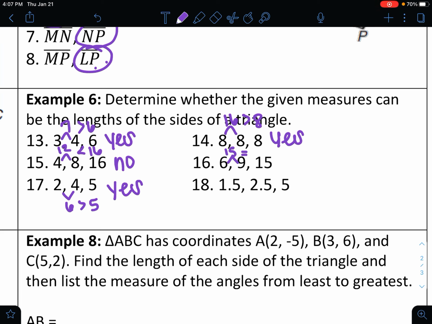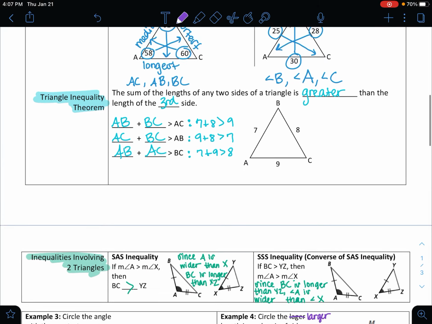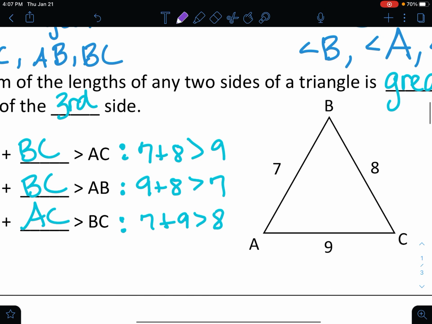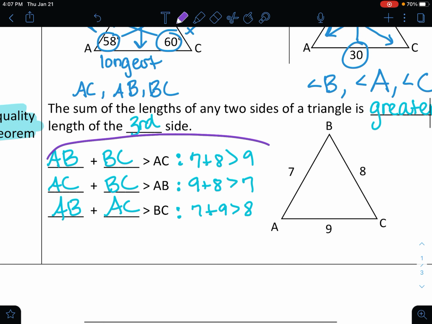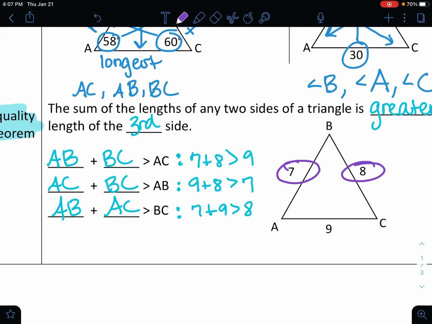Let's see, 6 plus 9 is 15. 15 is equal to 15. That is a no. And then we have 1.5 plus 2.5, which is 4. And 4 is less than 5, so that's also a no. Okay, so that's the shortcut to doing this. You don't have to do all three, like this example did all three. Just pick the two shortest sides. So like the 7 and the 8, add them up and make sure it's greater than 9.